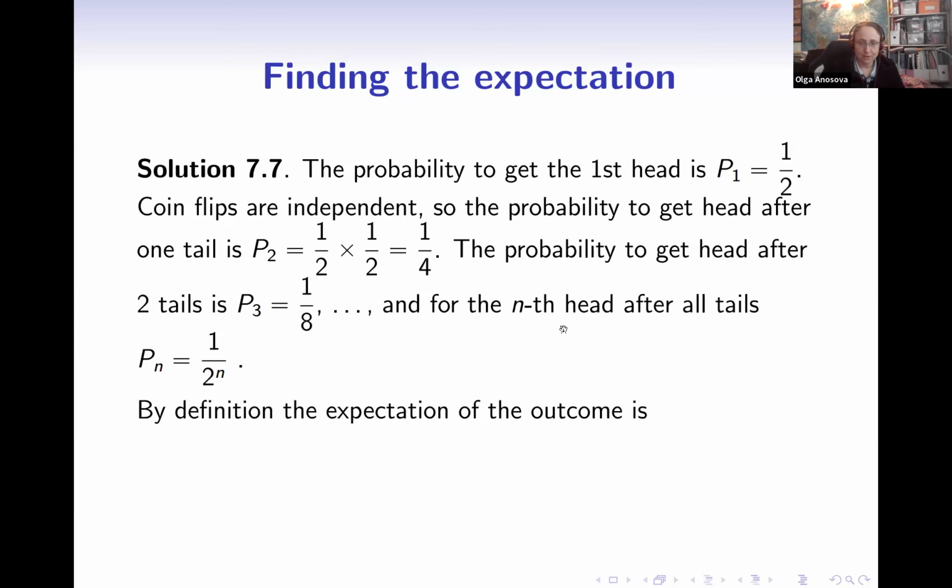Yeah, it's a tricky question if you don't know how to write it down, but it's possible to do it in one word. So what is the expected value?